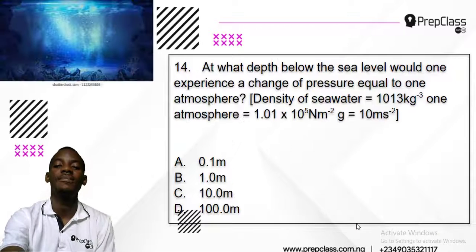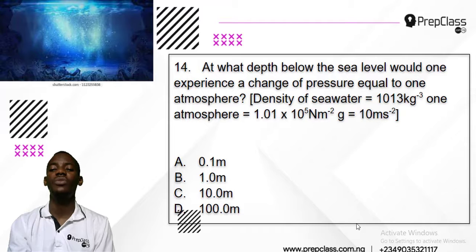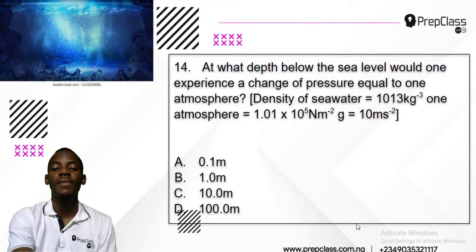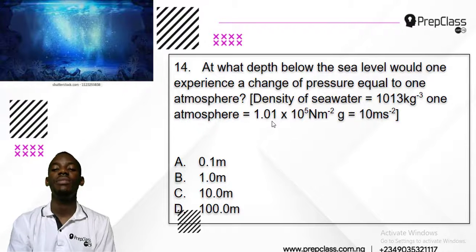Number 14 says, at what depth below the sea level would one experience a change of pressure equal to 1 atmosphere? Now, what will be the depth? We have the density of seawater equal to 1013 kilo. That should have been, because it is density, kilogram per meter cube. Okay, that's a mistake. Then 1 atmosphere is 1.1 times 10 to the power 5 Newton meter square. And then G, that's acceleration due to gravity, is 10 meter per second square.